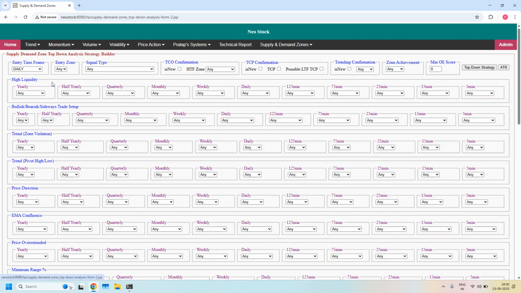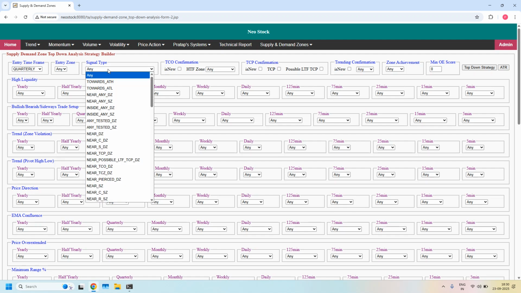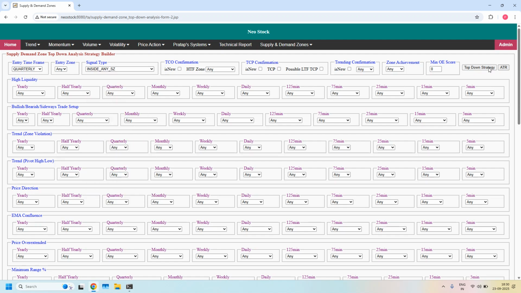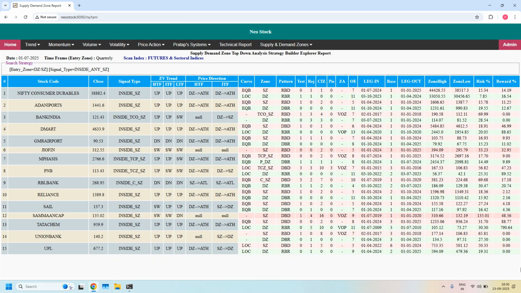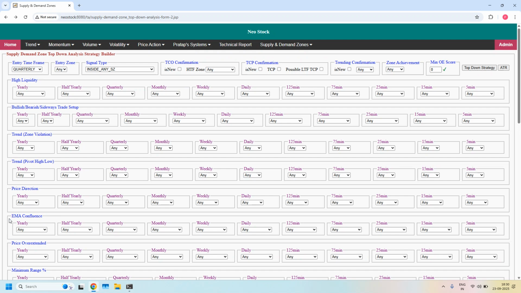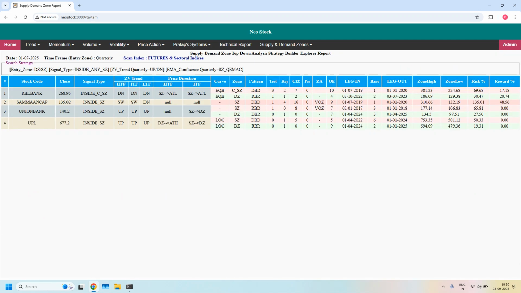Okay, next, price closed inside the quarterly supply zone. We got 15 stocks. Let us further filter based on quarterly supply zone having quarterly EMA confluence. And also trend on the quarterly should not be sideways. It can be up or down. We got 4 stocks.